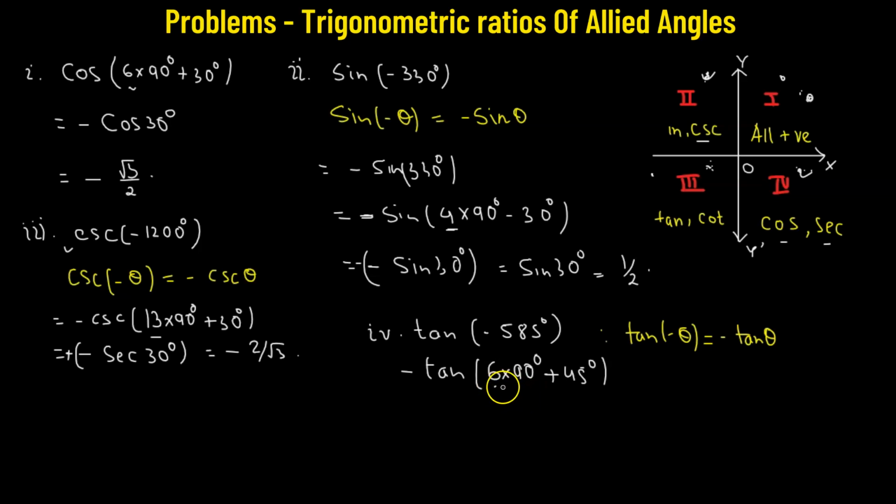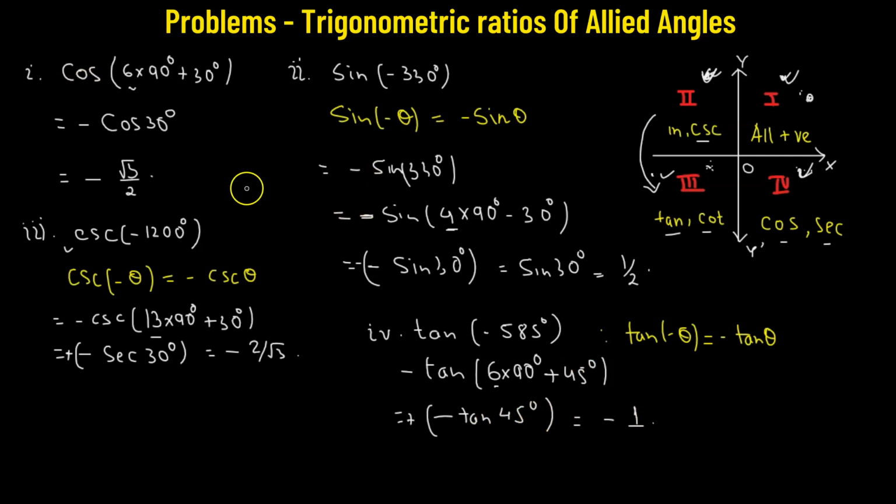This time we have an even multiple. So even multiple means tangent is going to remain as tangent. So we have negative tangent 45 degrees, and we'll also have to take care of the overall sign. So 6 times 90 degrees means we are in the first, second, third, fourth, fifth, sixth. So 6 means we are in the second quadrant, but we are adding 45 degrees to it. So it takes us to the third quadrant where tangent and cotangent are positive. So our final answer is going to be positive of negative tangent 45 degrees. And we know that tangent 45 is 1. So our final value is going to be negative 1.